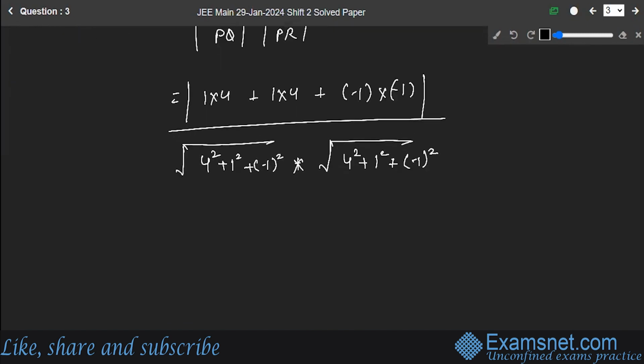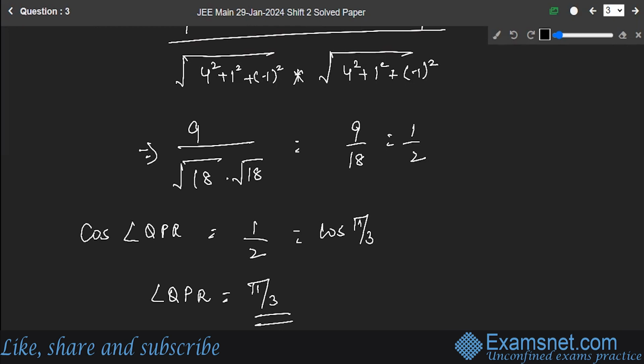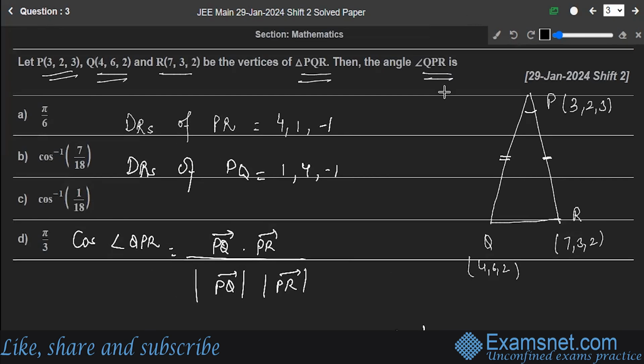This will be equal to 4 plus 4, 8 plus 1, 9, divided by 16 plus 2, that is 18 into 18. You have 9 upon 18 or 1 by 2. So that means cos of angle QPR is equal to this, or angle QPR will be equal to cos of pi by 3. So this is equal to pi by 3. That's it. We have pi by 3.